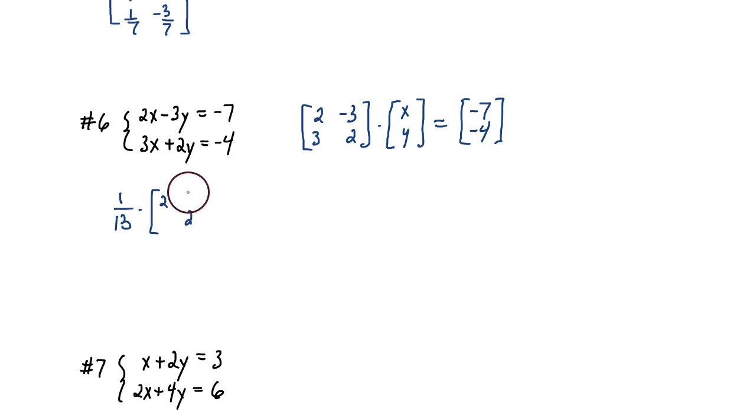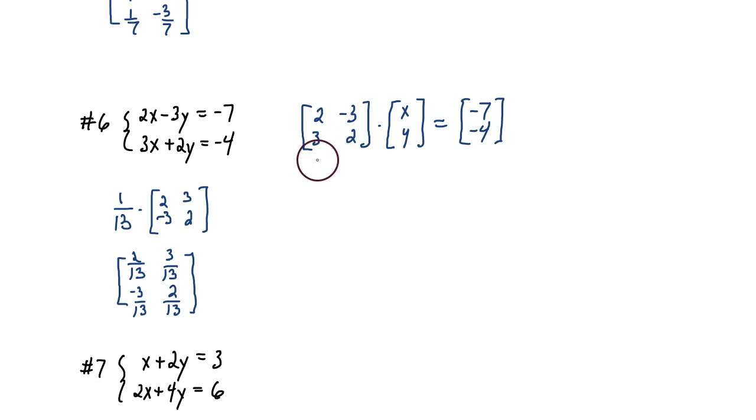2 here, 2 here, 3 here, negative 3 here. And I'll distribute that scalar to all 4 entries. 2 thirteenths, 3 thirteenths, negative 3 thirteenths, and 2 thirteenths. This matrix is the inverse of the coefficient matrix. So when you multiply them together, it makes the identity matrix, which is kind of like when you make a 1 with real numbers. And so the x and y are alone.